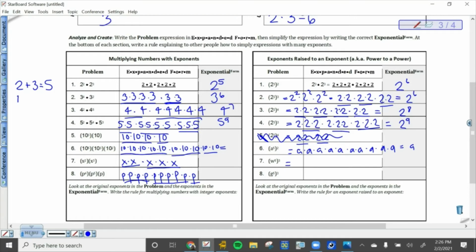What about, what's 4 plus 2? 6. So it became 3 to the sixth. What's 2 plus 5? 7. So it became 4 to the seventh. What is 2 plus 4 plus 3? 9. So it became 5 to the ninth. So when we are multiplying numbers that have exponents, we need to add the exponents.